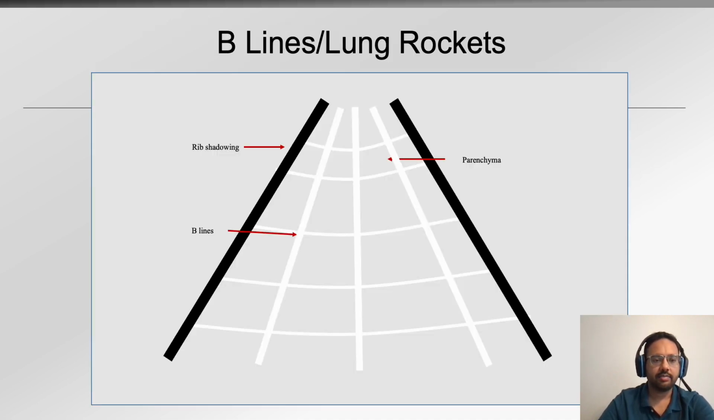The next artifact is called B lines, or sometimes the lung rocket. B lines are formed whenever this continuity of air is broken by presence of either fluid or by presence of consolidation in the lung. And so in that case, instead of the sound waves bouncing back and forth, they are able to transmit down all the way to the bottom of the screen and form these vertical lines, which are now known as the B lines or the lung rockets.